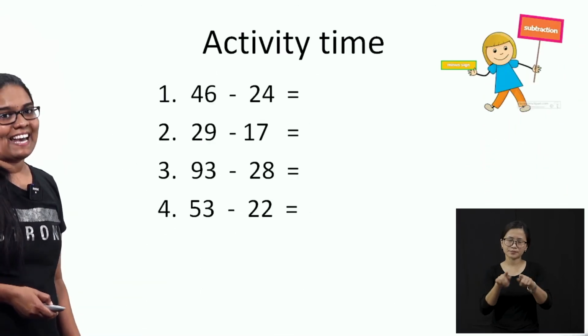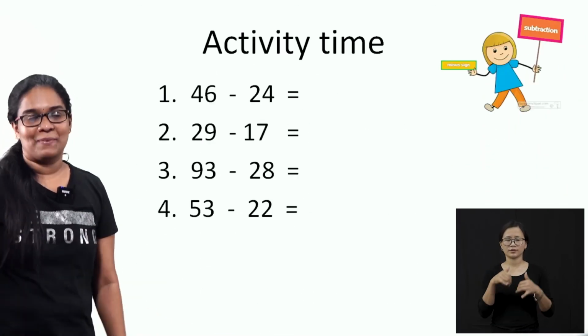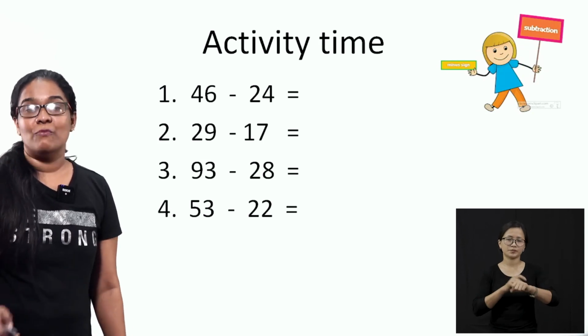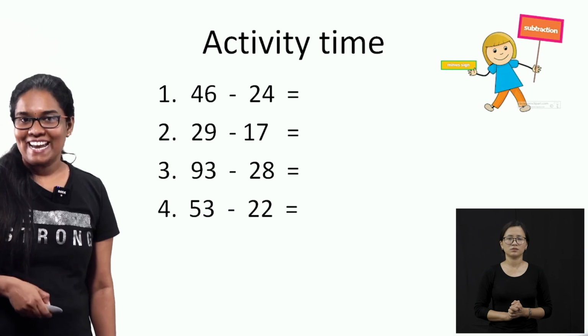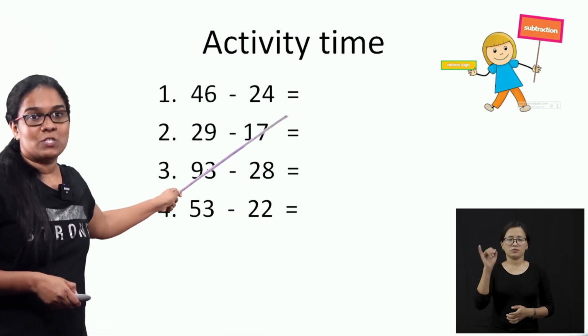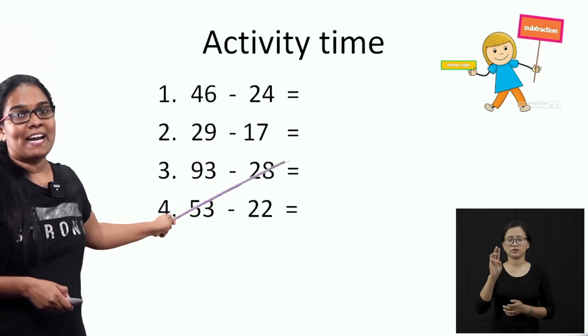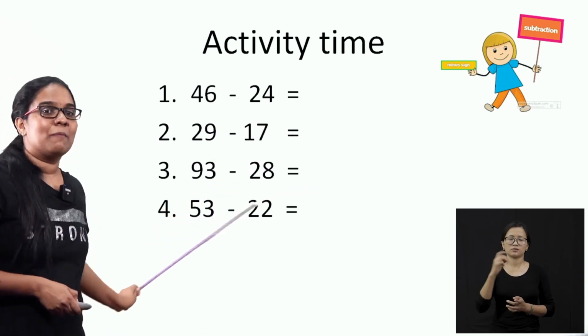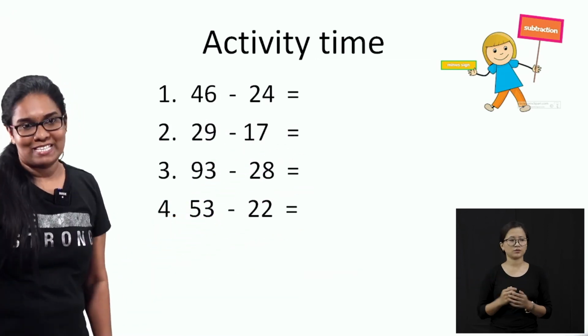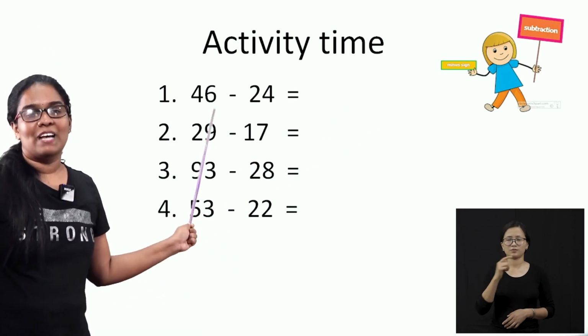Okay, then this is our activity time. Here we have 4 questions. You should do the 4 questions. 46 minus 24, 29 minus 17, 93 minus 28, 53 minus 22. These are the questions. You have to find out the answers.